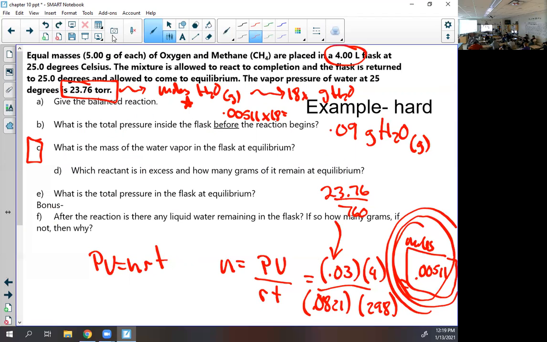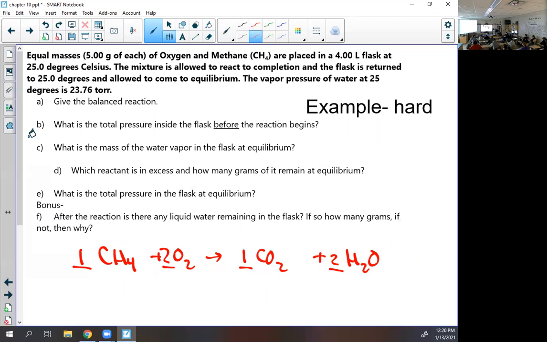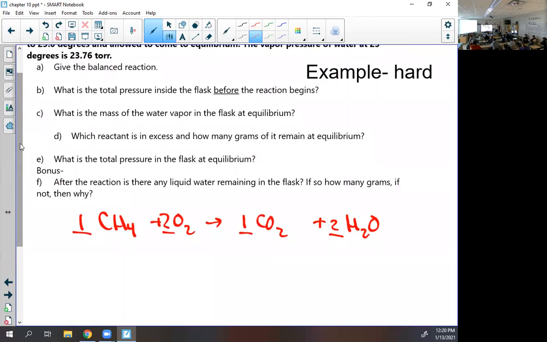All right, so we've done excess reactants before. We had CH4 plus O2 goes to CO2 and H2O, and then we had a 1, a 2, a 1, and a 2. Then CH4, we had 0.3125 moles, right? That was just when we took the 5 and divided it by 16. That was way up here. We did this math already. For O2, I have 0.15625.